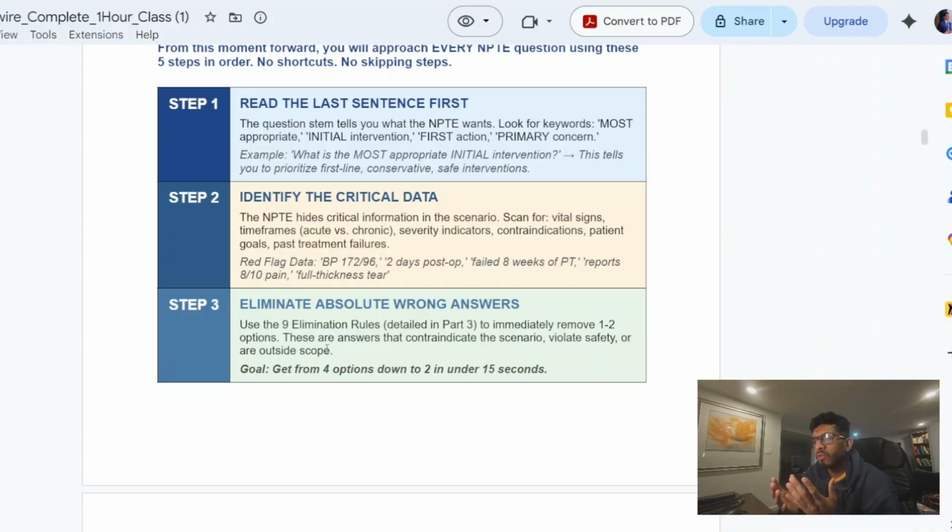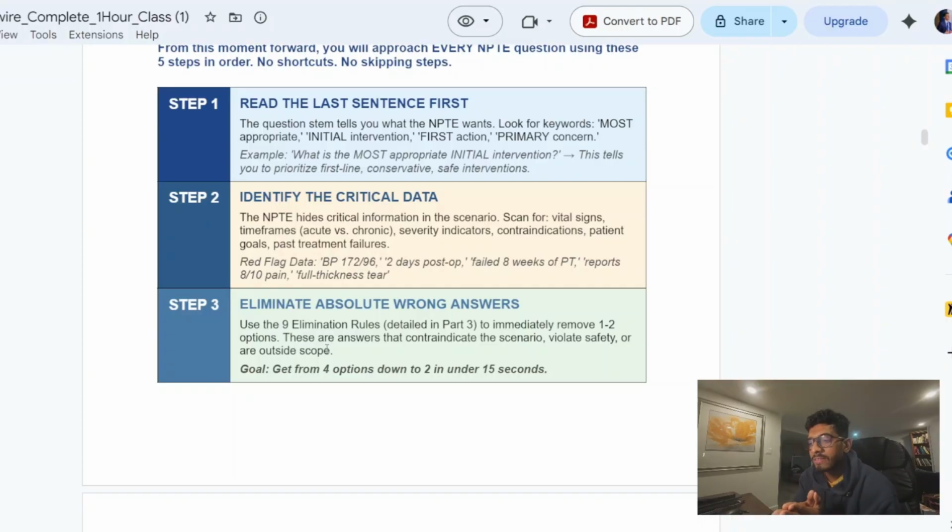When they give you 4 options, within the first 5 seconds of seeing the options, you already know that 2 of these are no way going to be the answer, right? So use the 9 elimination rules, which will be detailed in part 3. You need to stick till the end to get that. But to immediately remove 1 to 2 options, you need to use the elimination rules.